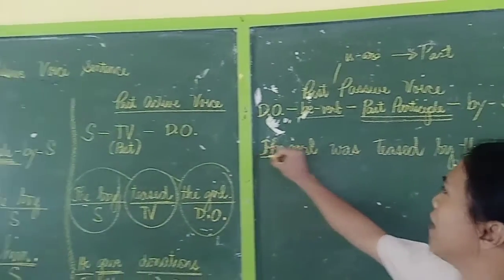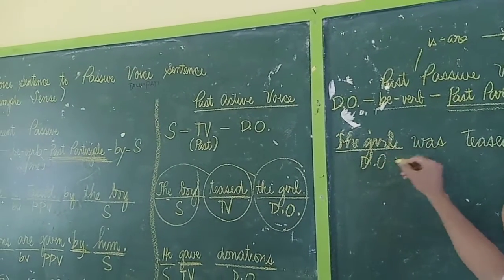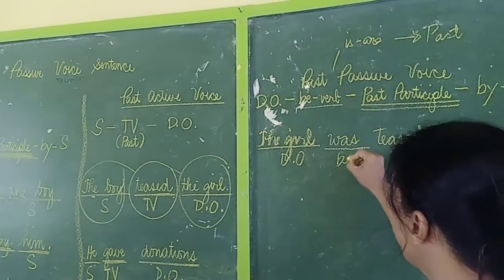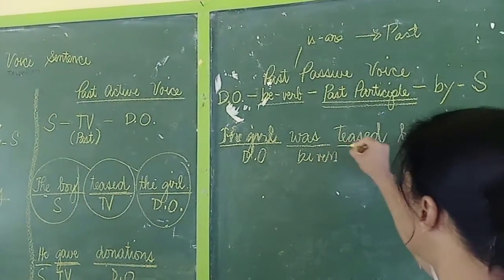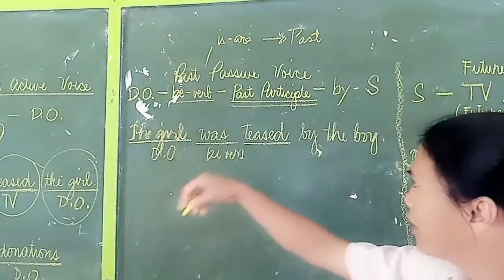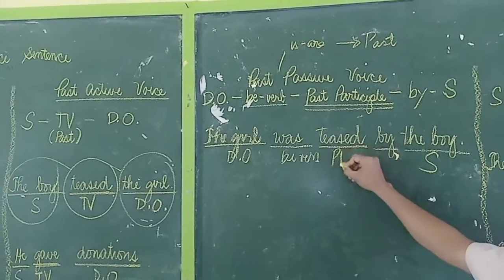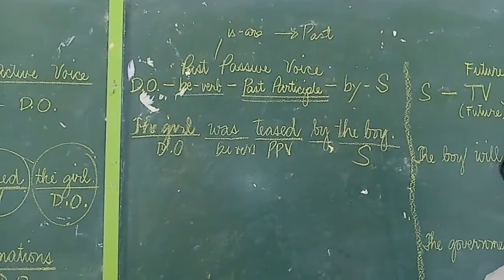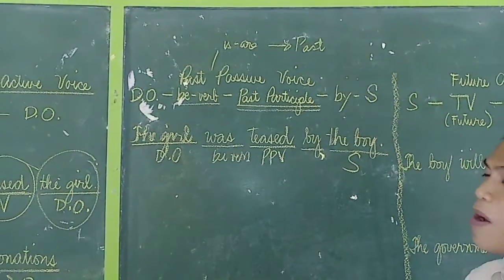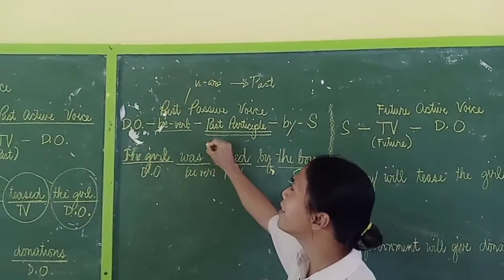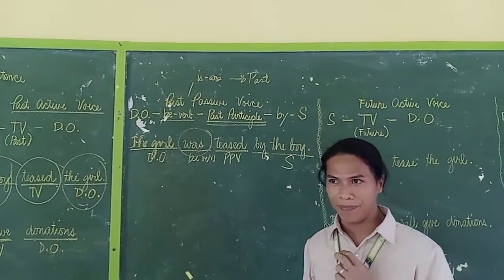So, we have the direct object, the be verb in the past tense, and then the past participle of your verb, and then by, and then the subject. Okay. Clear? Okay. Only the past tense of the be verb changes.